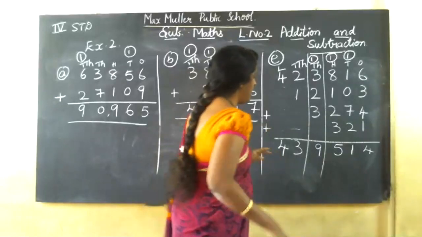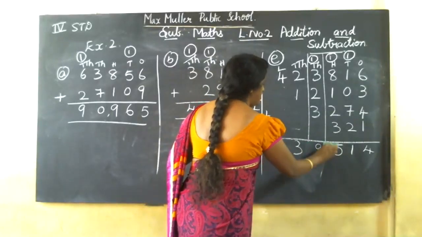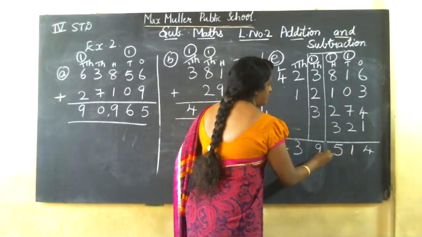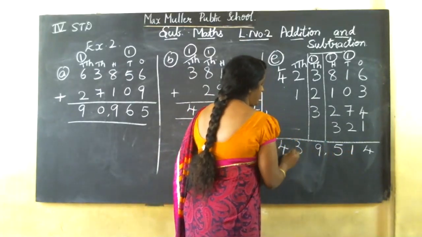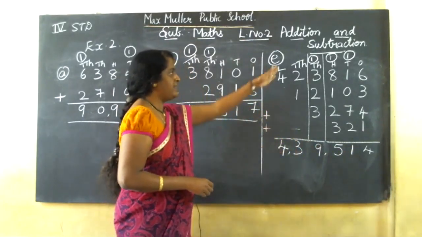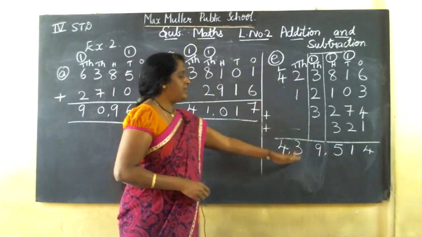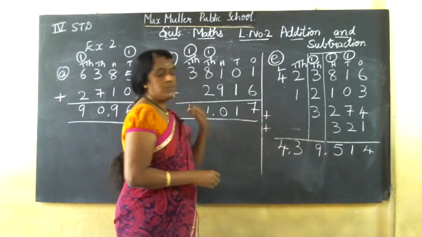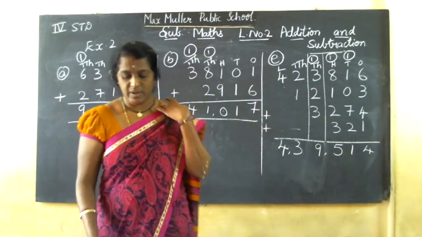So how much you got the answer? Ones place, tens, hundreds, comma, 1,000, 10,000, comma. You got like this. 4 lakh. See, lakhs place 4 lakh, 39,514. So here 7, 8 sums are there, children.